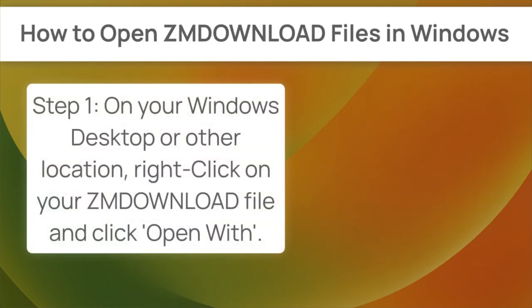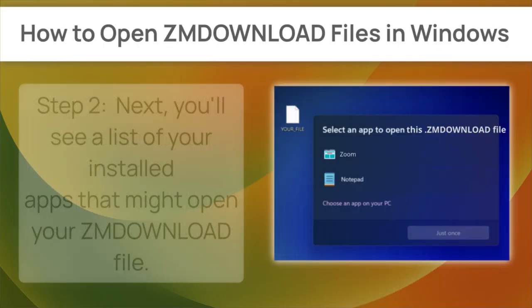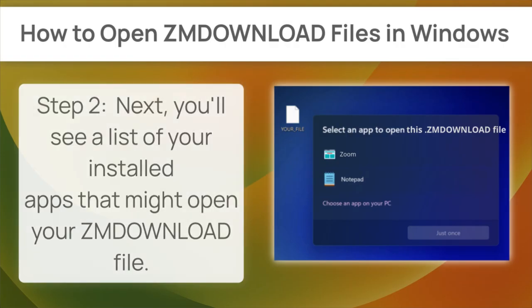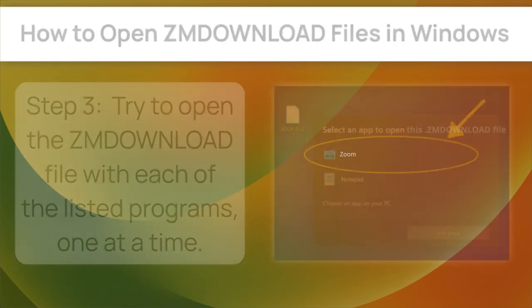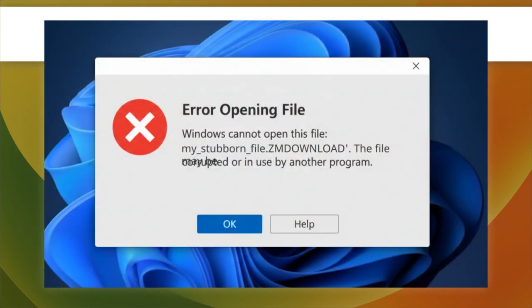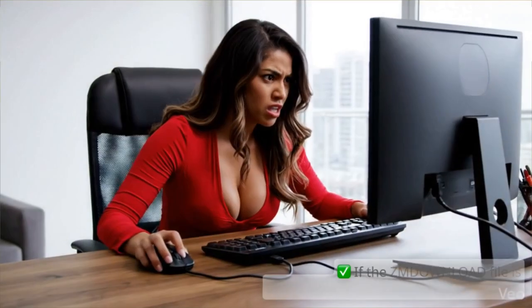We are initiating the software cross-check. Right-click your ZM download file and choose Open With. Test with Zoom first. If it's missing, select another program. The solution is often non-obvious. If you still can't open the ZM download file, it's okay. We're dealing with a highly specific ZM download file, so we must be precise.